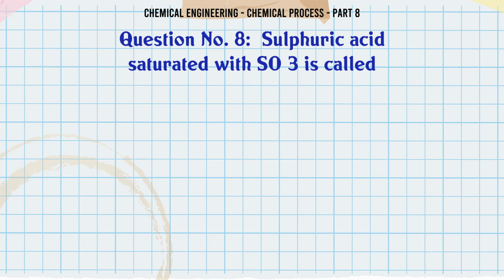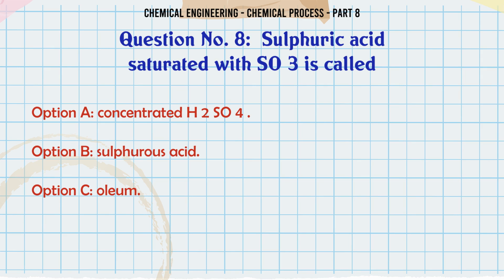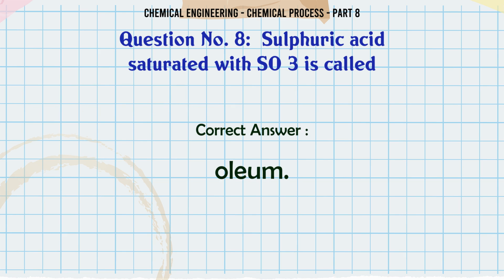Sulphuric acid saturated with SO3 is called A. concentrated H2SO4, B. sulfurous acid, C. oleum, D. none of these. The correct answer is oleum.